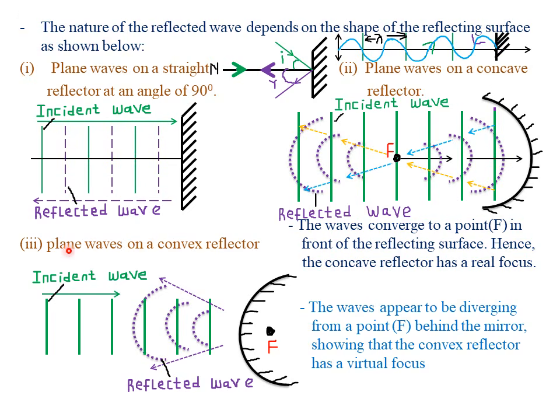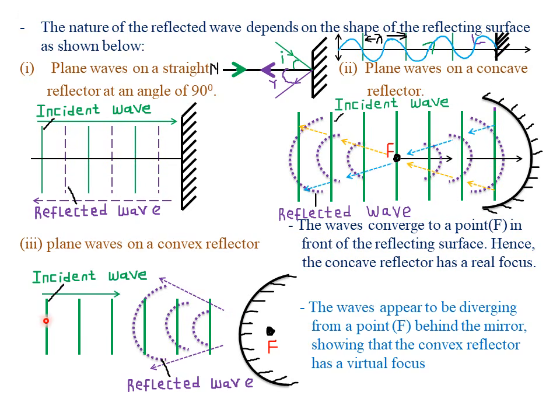Then Roman 3, we look at plane waves on a convex reflector. Remember, a convex reflector is just the same as saying a convex mirror, and we know that convex mirrors will always diverge the rays of light falling on them. But for this case, we are talking of the incident waves. So if we have plane waves, plane simply means straight waves. If you have straight waves meeting a convex reflector or a diverging reflector or a diverging mirror, they'll be diverged.